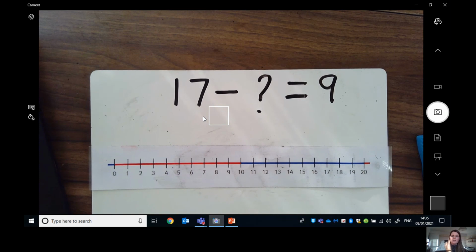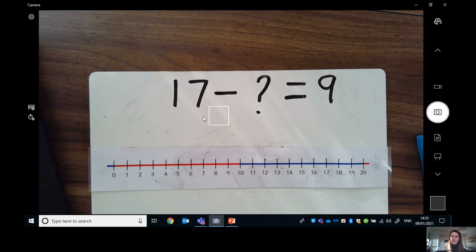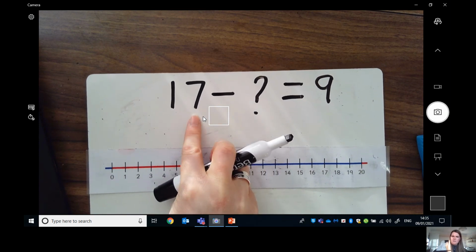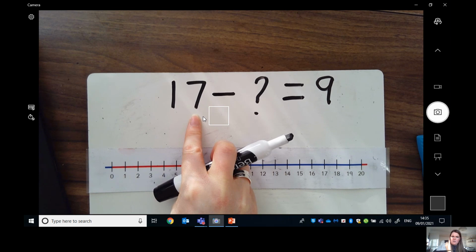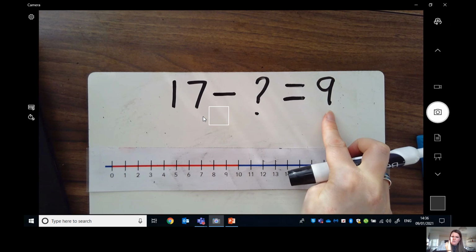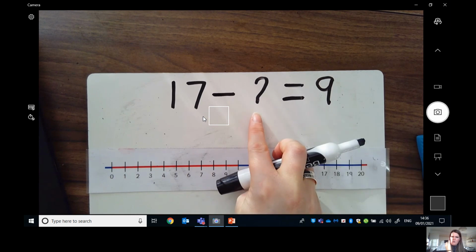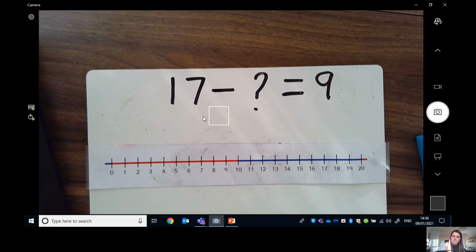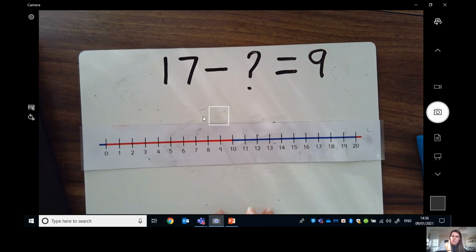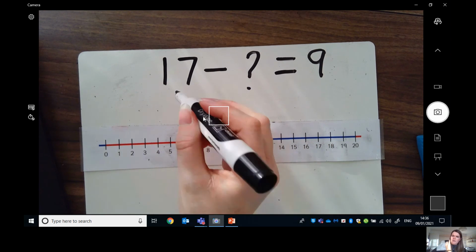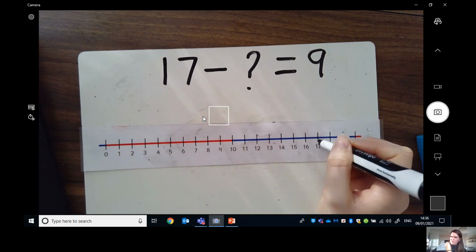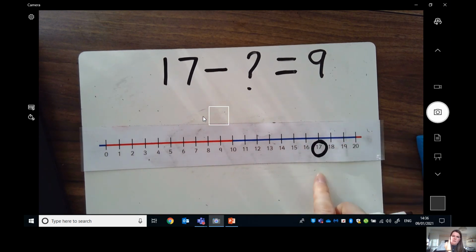So our equation looks like this. There were 17 cars in the car park. After school, there were only 9 left. How many drove away? So what do I do here? We've seen an equation like this before. First thing we do, we circle the number. Well done. We circle 17.